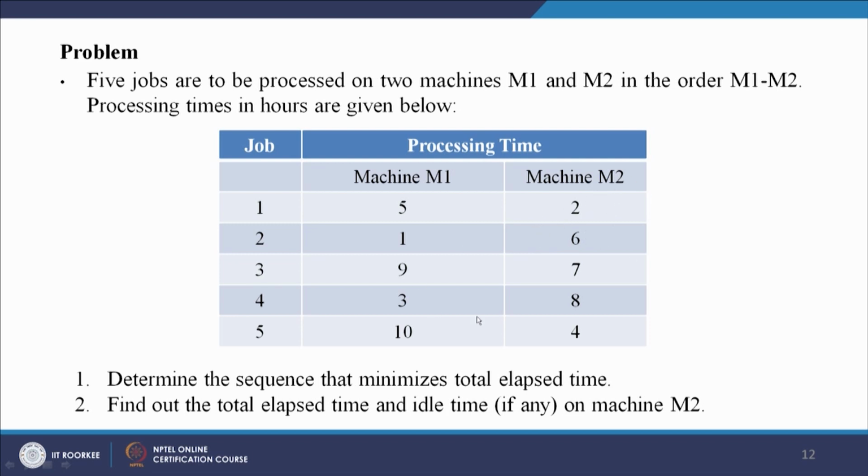So what we have to do, the table is given, there are 5 jobs which have to be sequenced on 2 different machines. The processing time for each job on each machine is given, and what we have to find out is the sequence that minimizes the total elapsed time, and then the total elapsed time and idle time on machine 2. So first we have to find out the sequence. After that we have to find out the total elapsed time, and then we have to see which are the idle jobs.